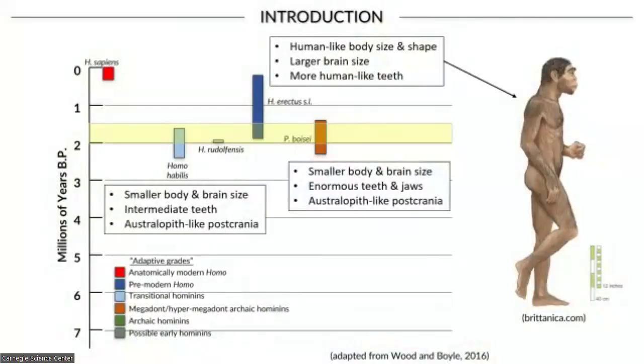They look human-like in their body size, their body shape, they've got large brains, and their teeth look a whole lot more like ours than any other hominin that was around up until this point in time. This is also thought to be the first species to walk and run in a modern human-like way. So this is a very interesting time period for people like me who study the evolution of human locomotion.